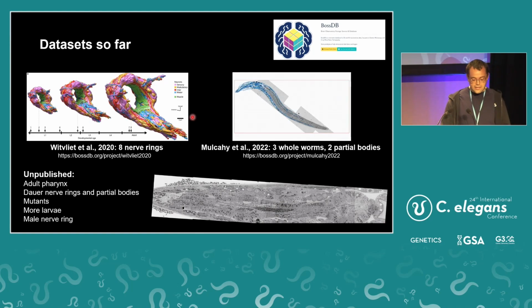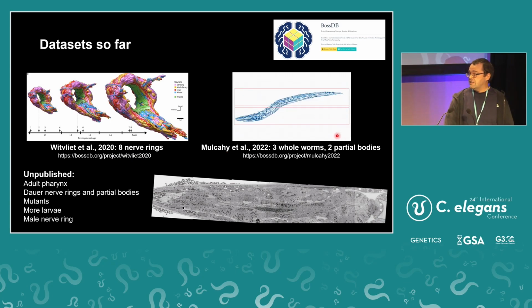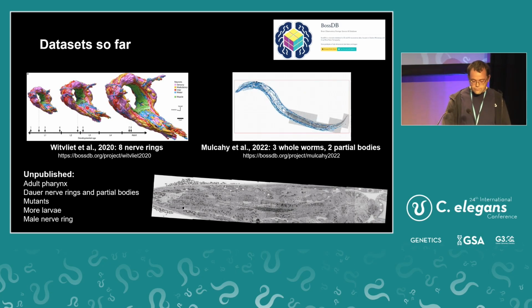So we have quite a few data sets so far, many of which are already on BOSDB. There's also a Christiankis data set on BOSDB, and I hear Worm Atlas are also going to be getting their data sets on there as well. So it's a nice place to go and take a look around, and we're hoping to get some more data on there soon.